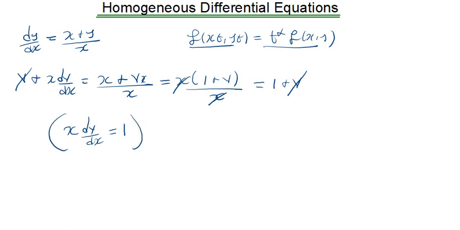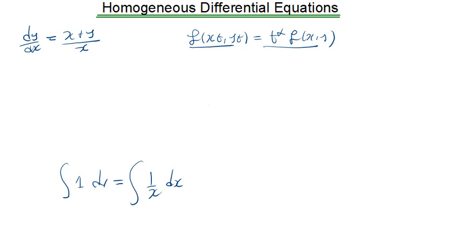Now we can do the separation of variables here. I can multiply both sides by 1 over x, as well as by dx. So what I'm going to remain with is the integral of dv equals the integral of 1 over x dx. Where we have reached now is just a matter of integration. The integral of 1 with respect to v is equal to v. Then the integral of 1 over x is simply ln of x plus a constant.